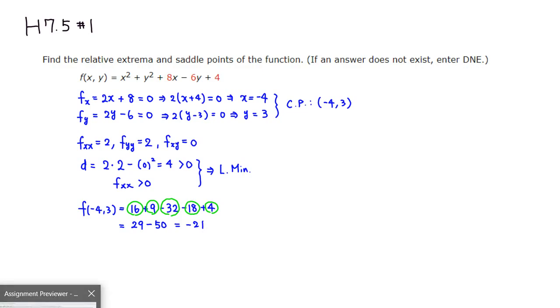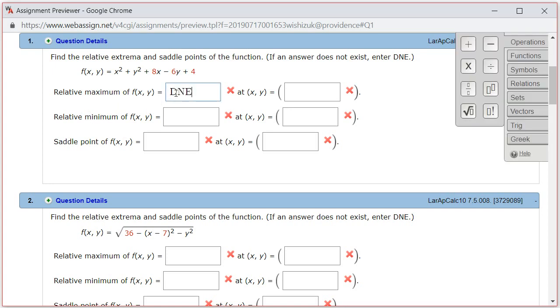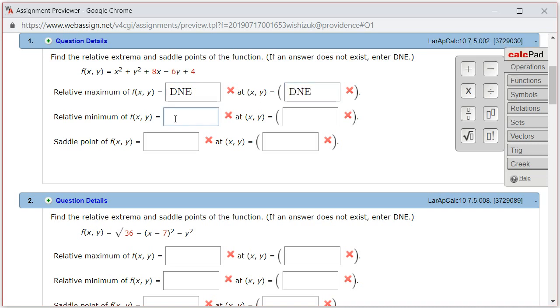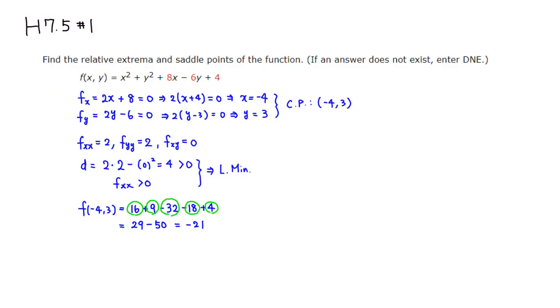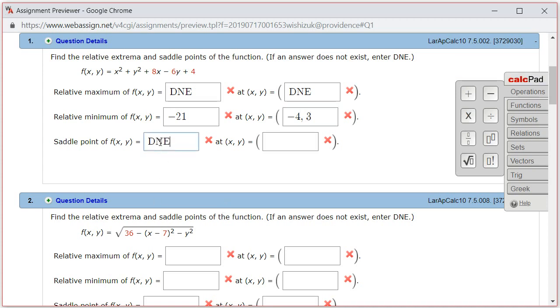So let's type in the answer. It's going to be a relative minimum. Everything else is going to be does not exist. So I have to put the does not exist here. And then the relative minimum is going to be negative 21 at negative 4, 3. So it's going to be negative 4, 3, and everything else is just does not exist and does not exist.